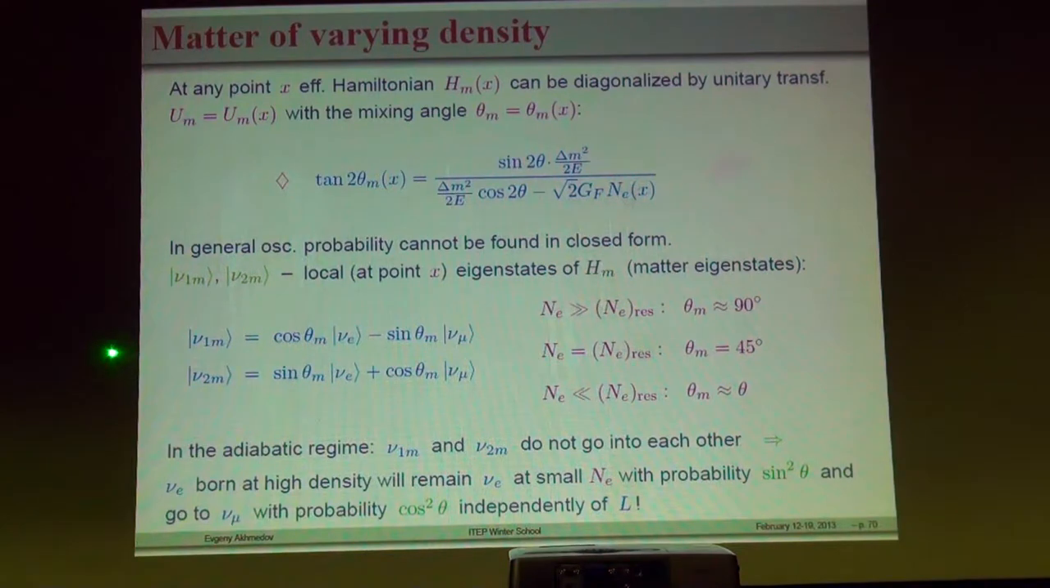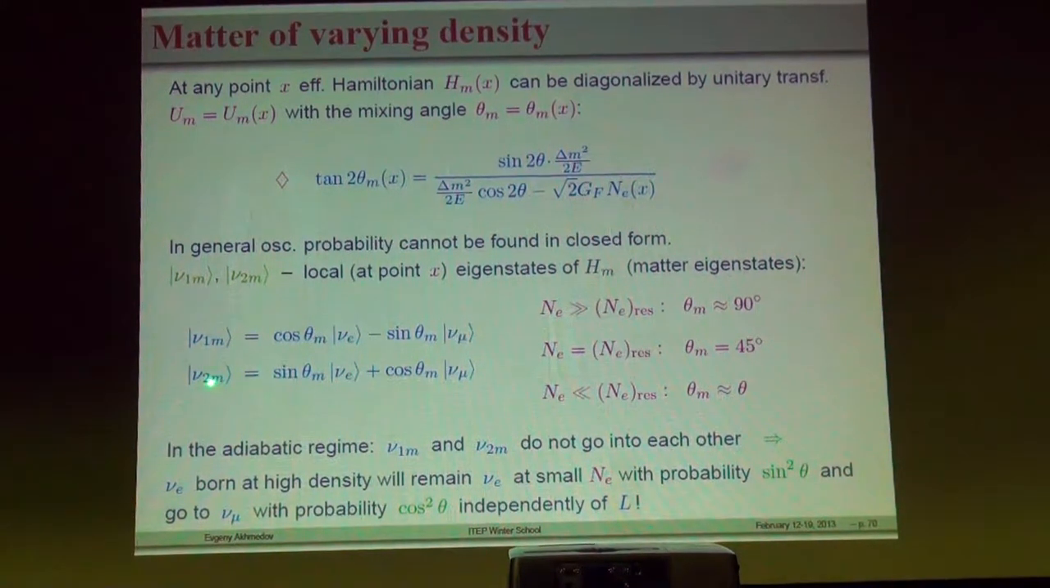So we can express at any point the matter eigenstate, the state which diagonalizes the Hamiltonian of neutrino evolution in matter, in terms of the flavor states. And this is just the usual formulas, except that instead of the vacuum mixing angle, we have the mixing angle in matter. Now, at very high densities, as I said, the mixing angle is 90 degrees, which means that the electron neutrino essentially coincides with the state nu 2 in matter. The matter eigenstate 2. So we produce a state which is nu 2.